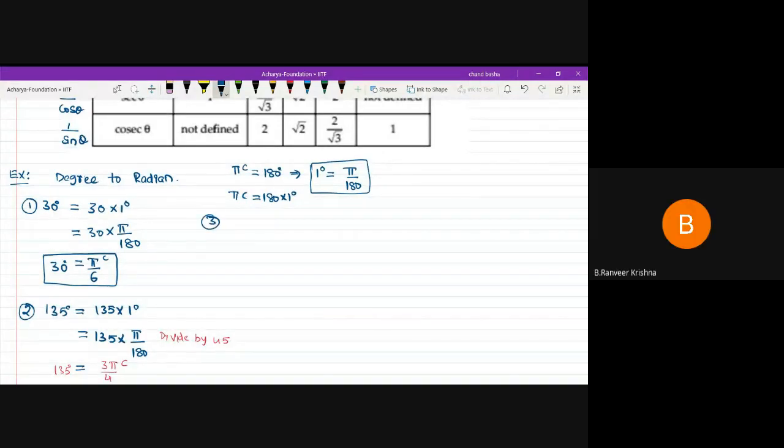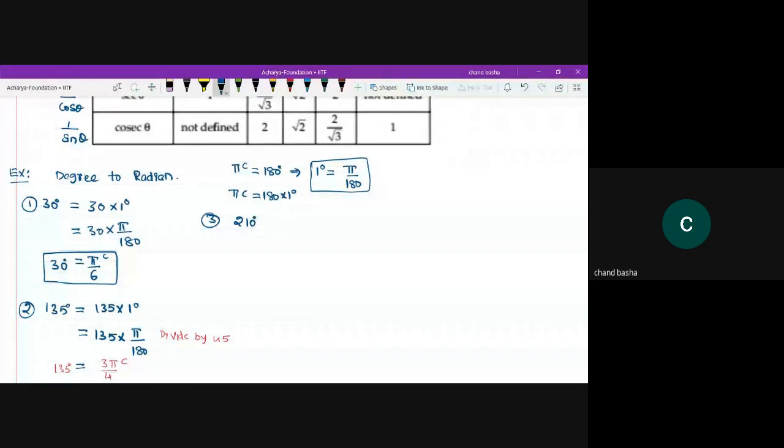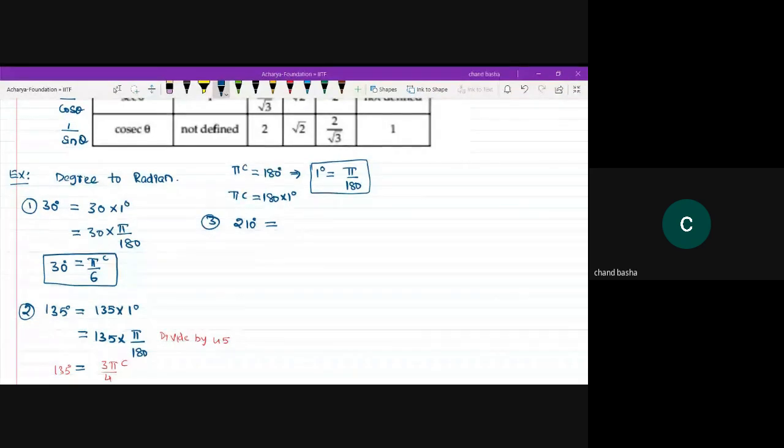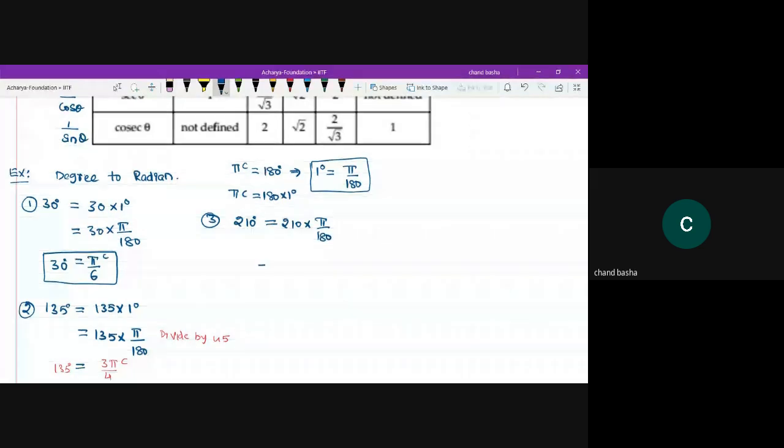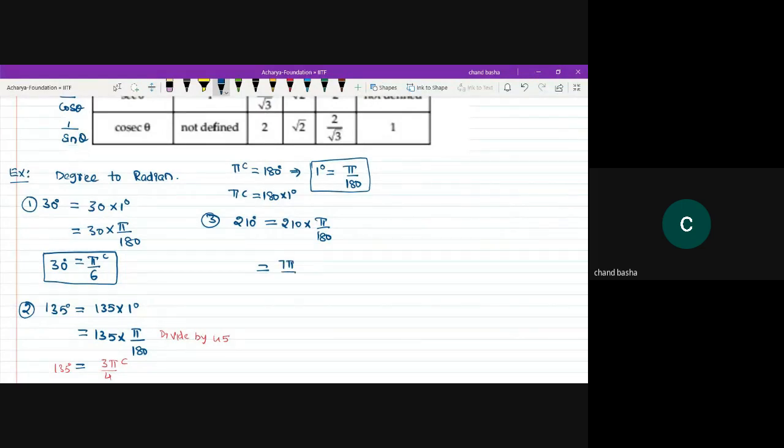Point number 3. 210 degrees. Wait, please. I'll give the time. No problem. 210 degrees. Make it fast. Seven pi by 6. Very good. So 7 pi by 6. I can take it as 210 into pi divided by 180, which cancels to 7 times pi divided by 6, so 7 pi divided by 6.